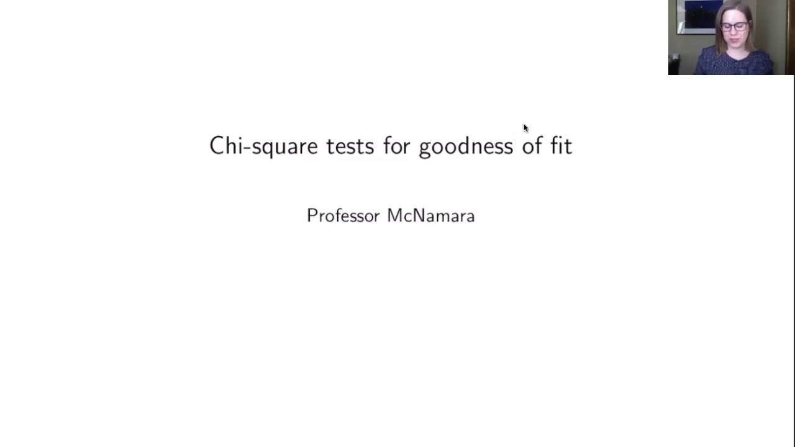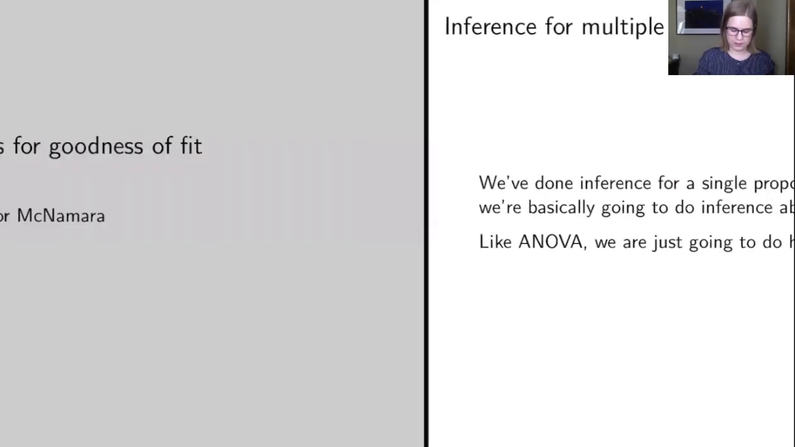All right, folks. So we're down to the last topic in this class, which is chi-square tests. This is the stuff from chapter 7, and I'm going to start with the stuff from chapter 7.1. And this is chi-square tests for goodness of fit.